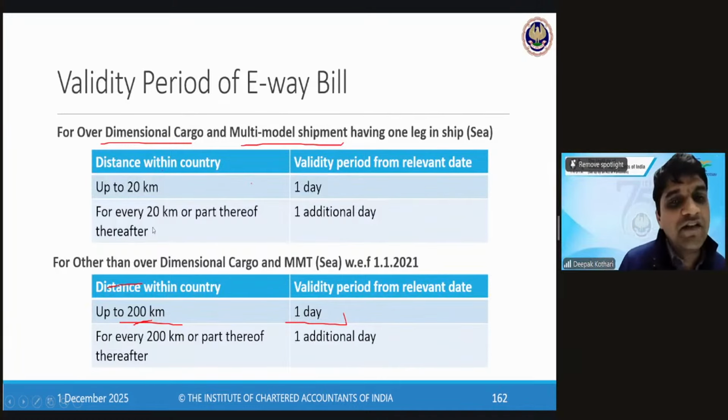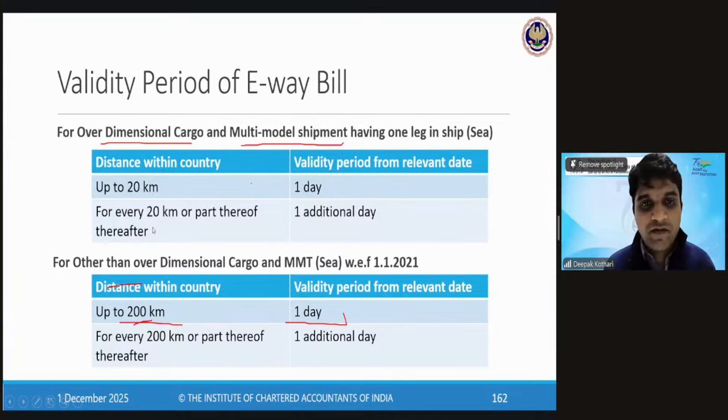Okay. That was on e-way bill and on major topics what we have covered.